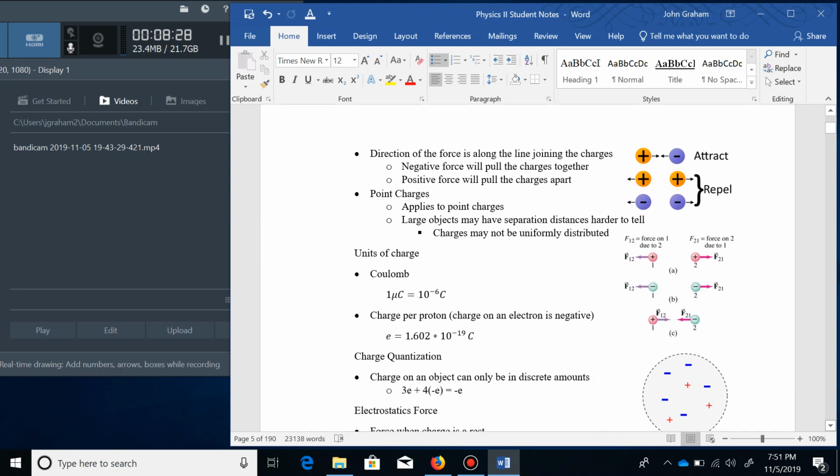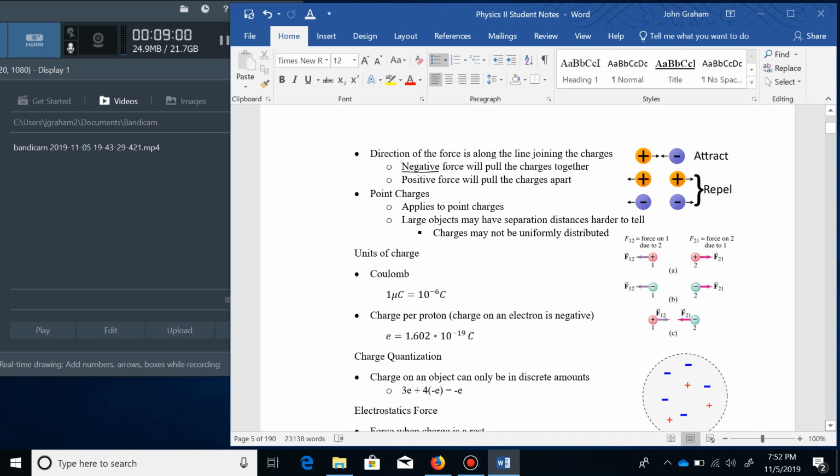And I mentioned before, the direction of the force depends on the charge. So if you have a positive and a negative charge, they're going to be attracted to one another, and so they are going to try to pull the other charge in. And so they will end up actually with a negative force.